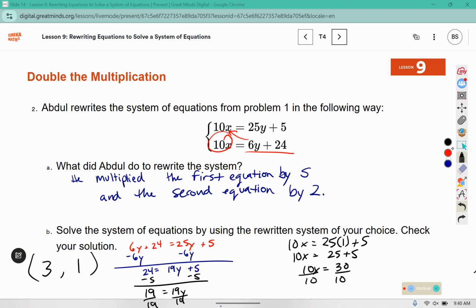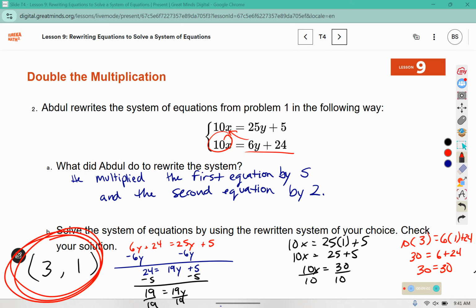And let's check it in one of those equations. 10 times 3, is that equal to 6 times 1 plus 24? 10 times 3 is 30. 6 times 1 is 6. And 6 plus 24 is 30. So yes, this point is a solution to our system.